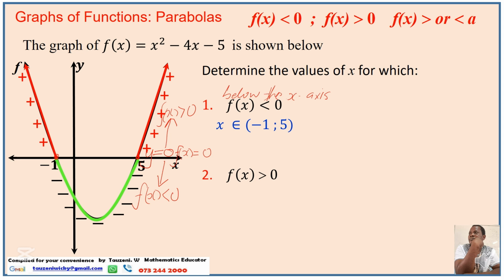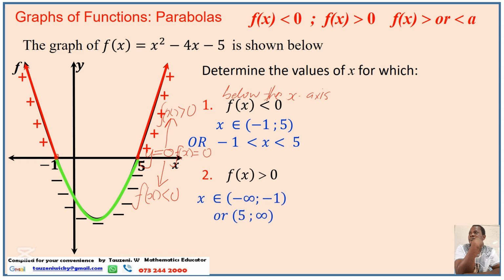And that gives us the answer. Which part of the graph is on the negative? It's from -1 up to 5. We can also express our answer as an inequality. -1 is less than x and x is less than 5.